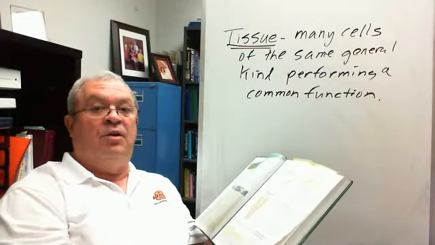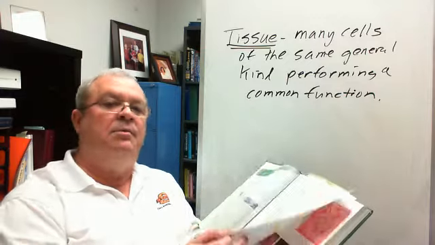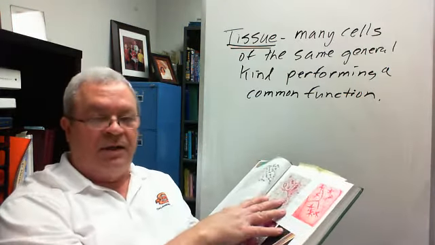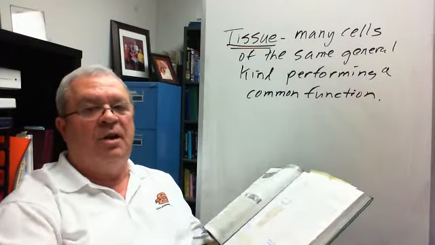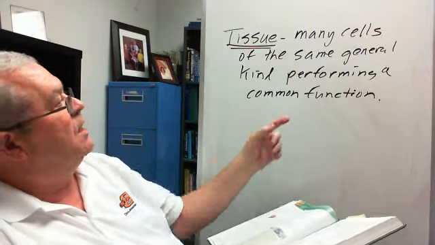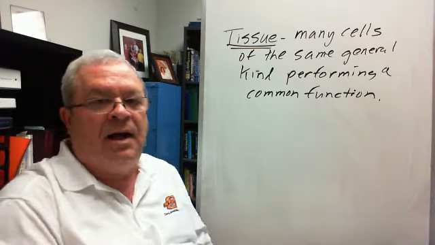He says, is that all we got to know about chapter 4? No, we're going to keep coming back to chapter 4 as we learn about different parts of the plant and run into new types of tissue. But first of all, what's a tissue? Well, a tissue is this: many cells of the same general kind performing a common function.